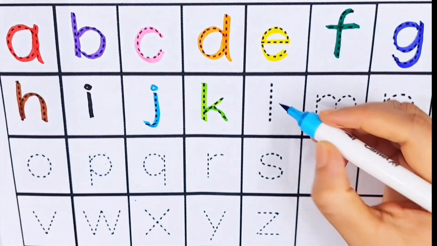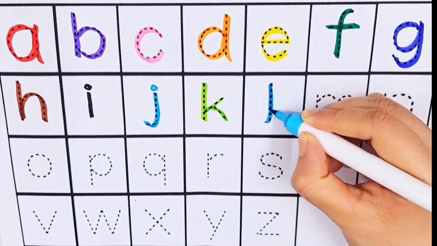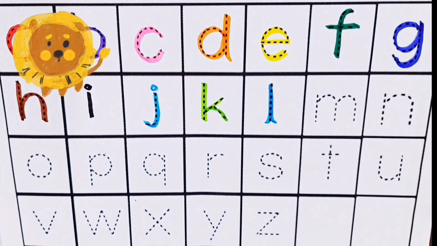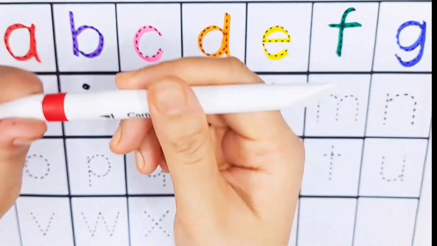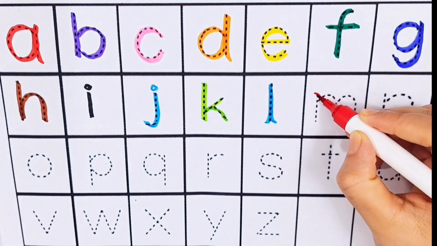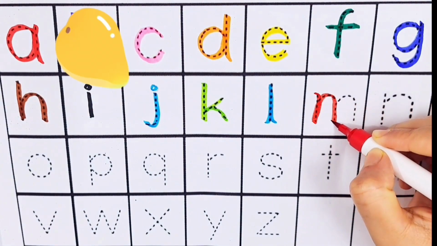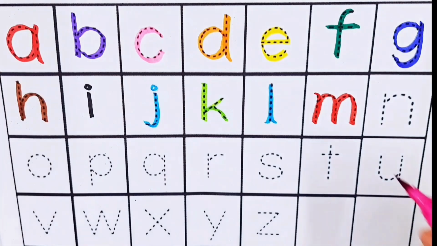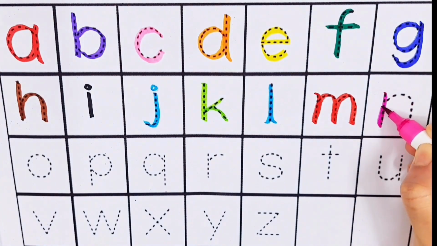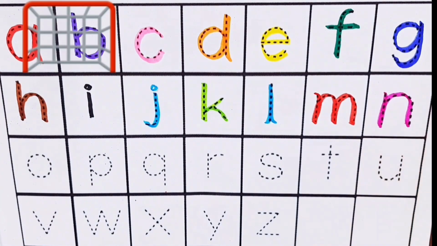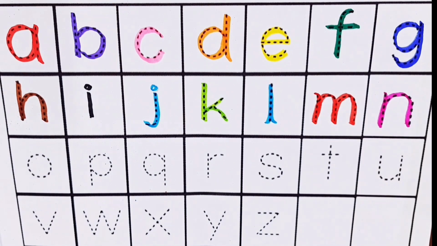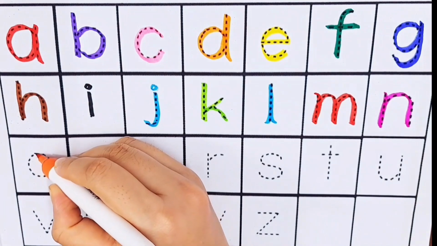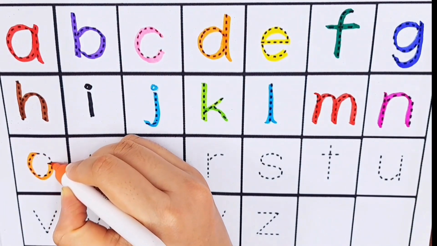Light blue color. L. L for lion. Red color. M. M for mango. Purple color. N. N for net. Orange color. O. O for orange.